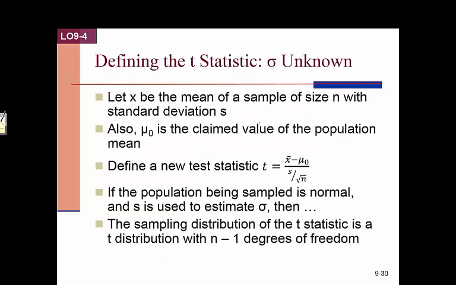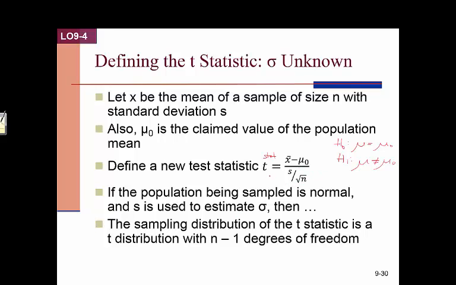Okay. So the steps are very similar. You define a hypothesis, just like you did: mu equals mu naught, and the alternate hypothesis, mu either not equal to mu naught, or you can have greater than, or less than. And then you compute the t-statistic as x bar minus mu naught divided by the standard deviation of the sample divided by square root of n.